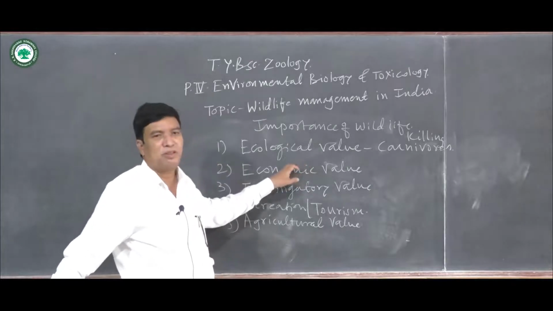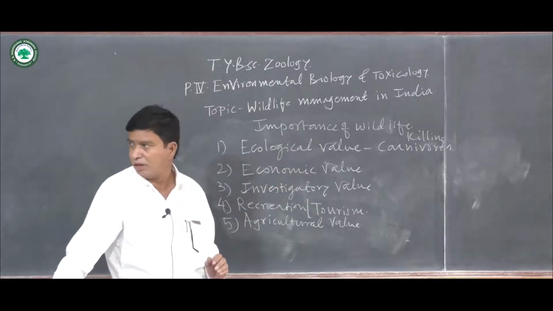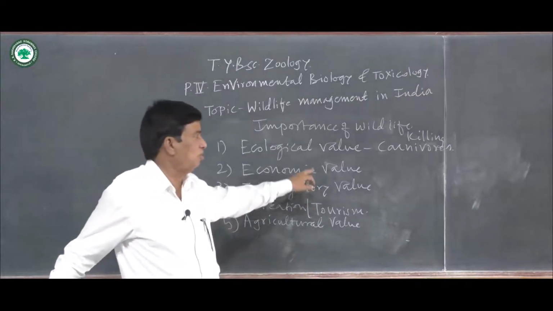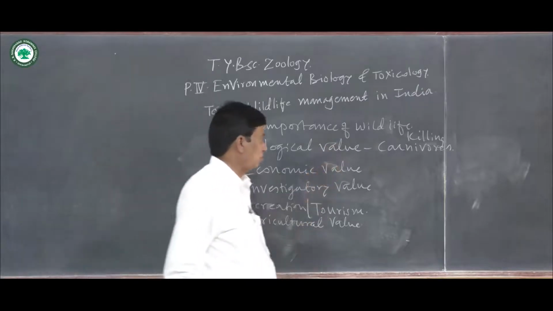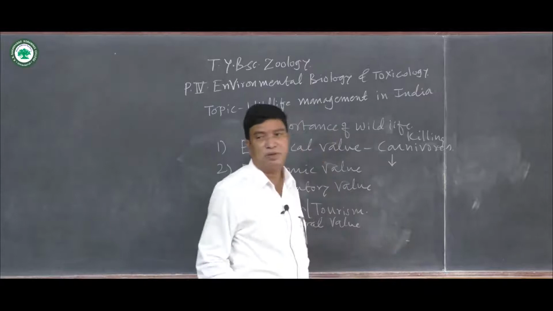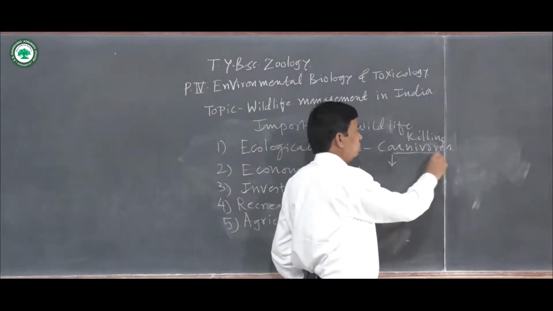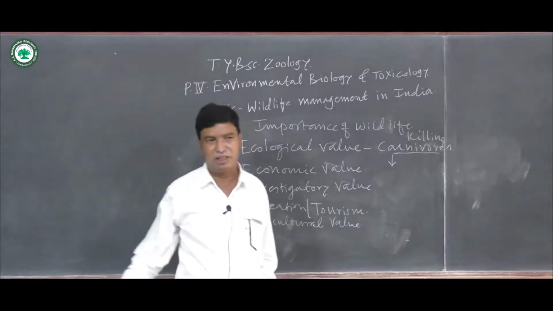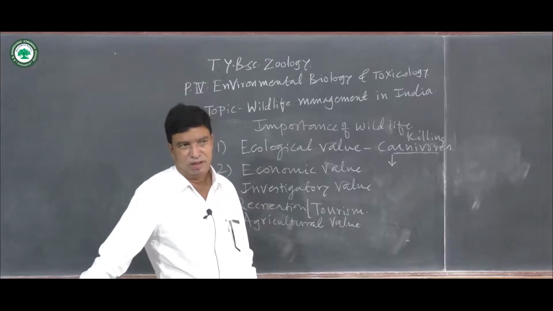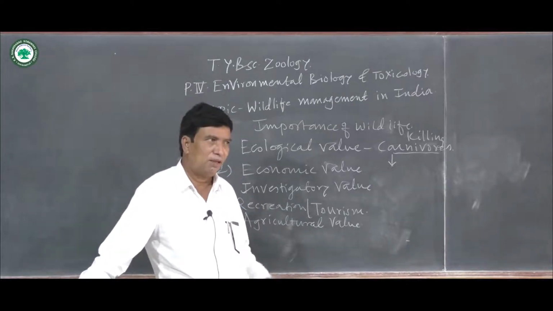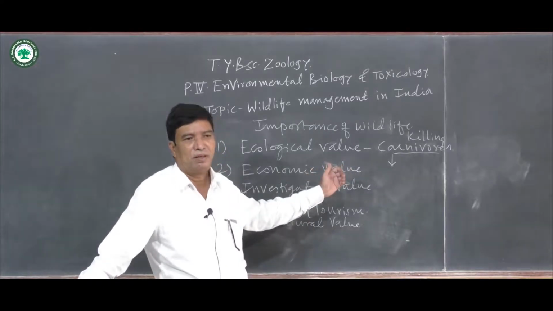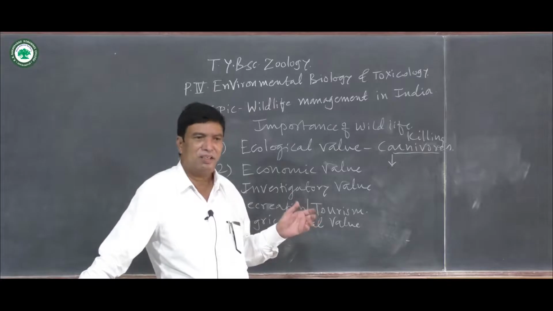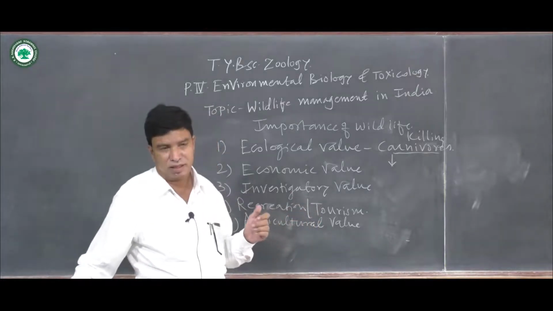When there is a decrease in the population of predatory animals that kill and feed upon herbivores, that results in an increase of herbivorous animals. Herbivorous animals are those animals which feed on vegetation, that is, on plant material. And when there is an increase in the number of herbivorous animals, for example deer, there are different species of deer.